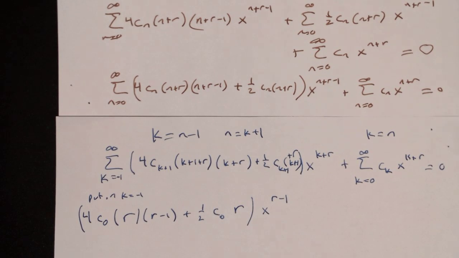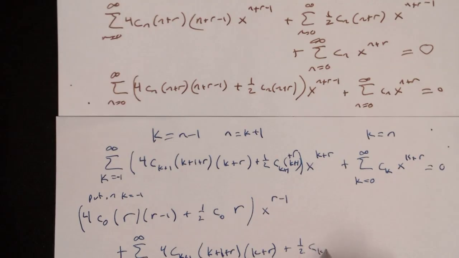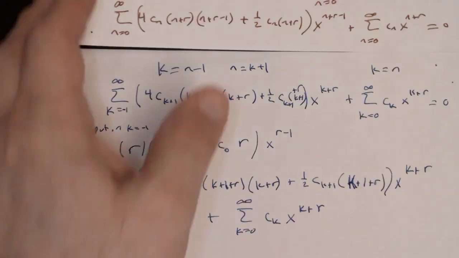Yes? And then everything else now starts at 0. 4ck plus 1, k plus 1 plus r, k plus r, plus 1 half ck plus 1, k plus 1 plus r, close the parentheses, x to the k plus r, plus sum ck x to the k plus r. Whew. That's disgusting.